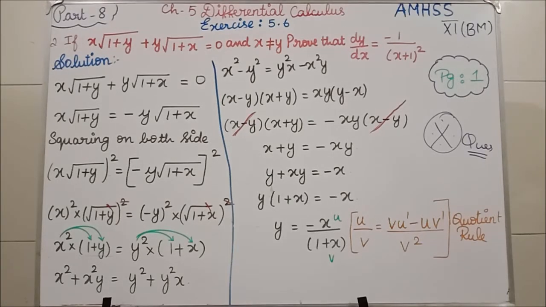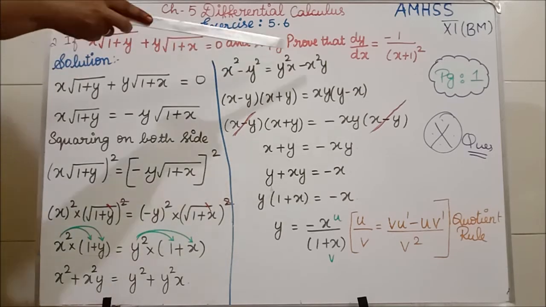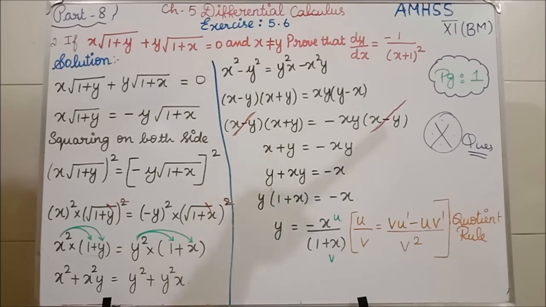In exercise 5.6, this is the second question. This is a very important question. In this exercise 5.6, all the questions are very important, and in that this is highly important. See students, they have given the question: if x square root of 1 plus y, plus y square root of 1 plus x is equal to 0 and x is not equal to y. What we have to prove is dy by dx is equal to minus 1 divided by (x plus 1) the whole square.